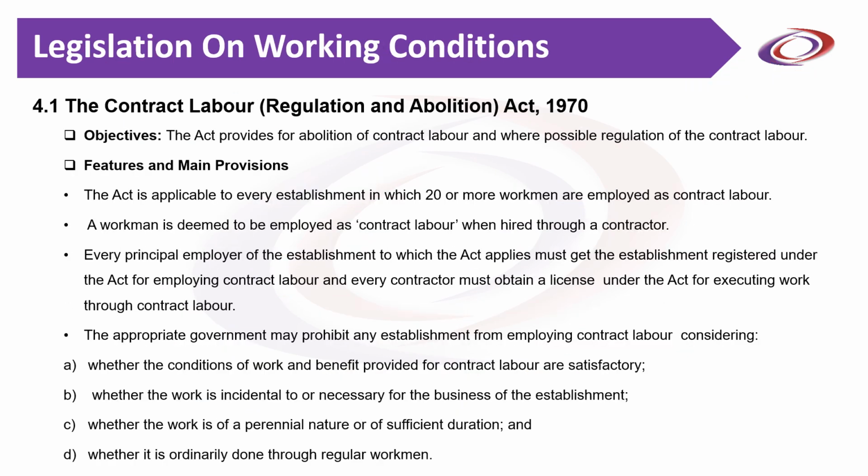Now, we'll be seeing some of the important enactments for the working class. First, we have the category of legislation on the working conditions. In this, the Contract Labor Regulation and Abolition Act 1970 is of importance. This act provides for the abolition of contract labor and where possible regulation of the contract labor. So contract labor, for their wellness, for the abolition, here this act works.